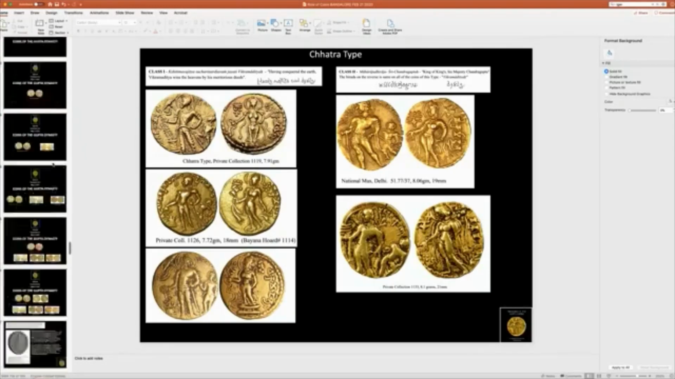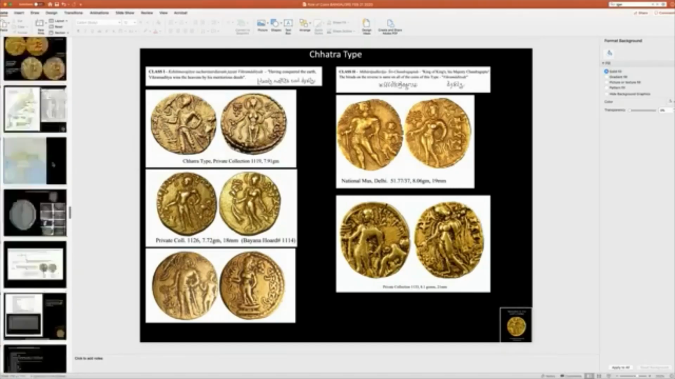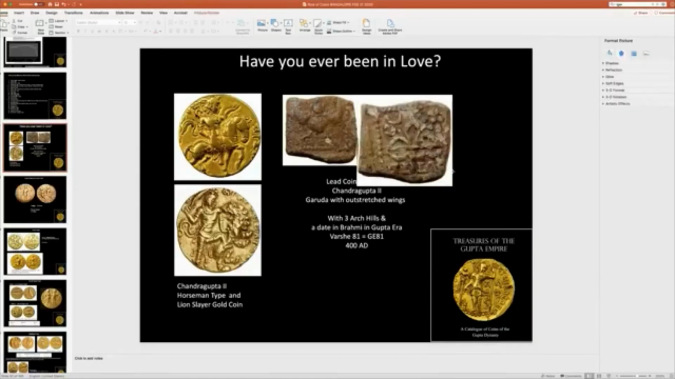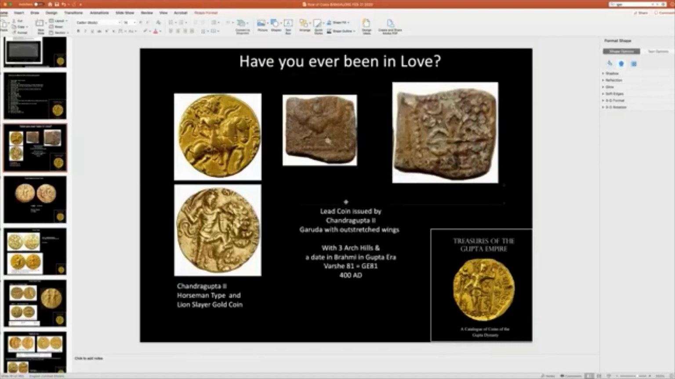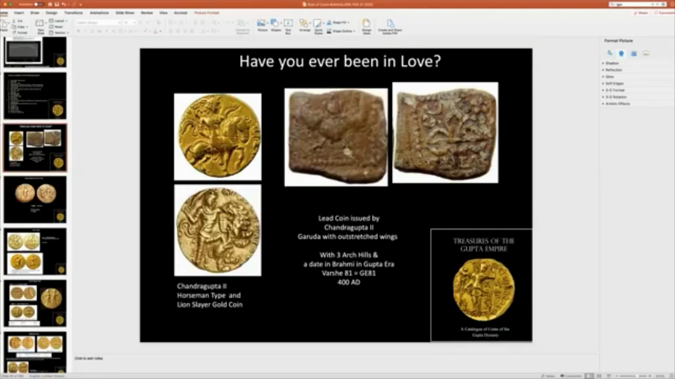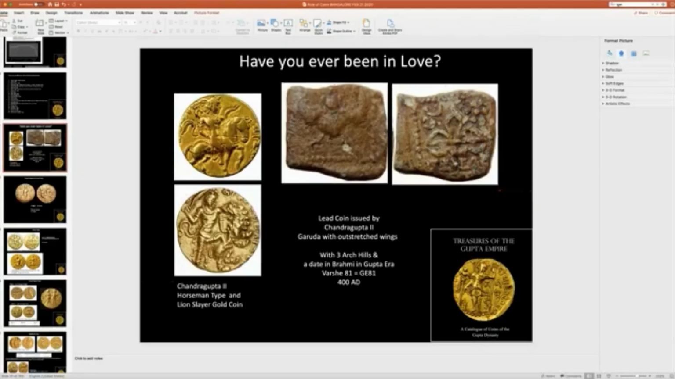But just to give you a little example, let's see. I think I had one slide here. See how I had said, have you ever been in love? That is because, if you enjoy the coins and start studying them, you will fall in love too. And this is a lead coin that was issued by Chandragupta II, as soon as he got a little bit of the control of the Kshatrapa region.